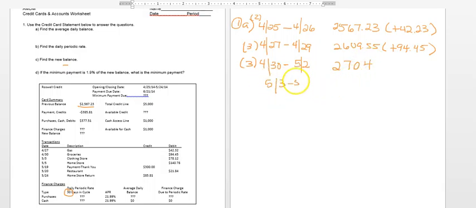On 5/3 I made a purchase, and so that was for 2 days. Oops, I skipped one, sorry. I made a purchase on 5/3 of 78.12. So then I'm going to add that 78.12. That's going to give me a new balance of $2,782.12. And then on 5/5, I made another purchase, you'll notice.